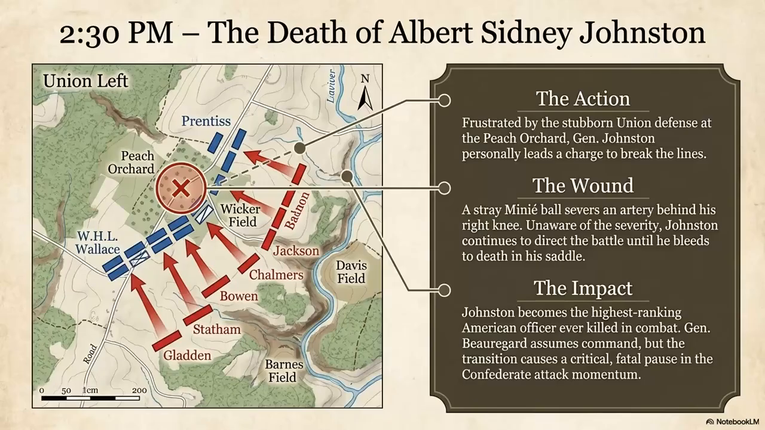With his passing, Johnston becomes the highest-ranking American officer ever killed in combat. General Beauregard assumes command, but the sudden transition causes a critical, fatal pause in the Confederate attack momentum, stalling their push at a pivotal moment.